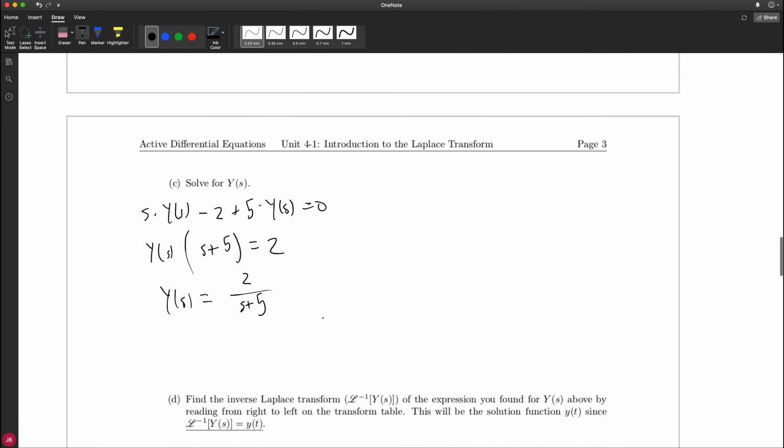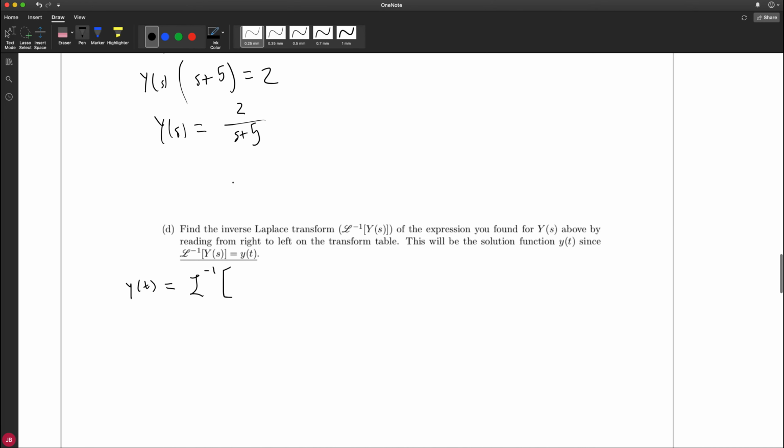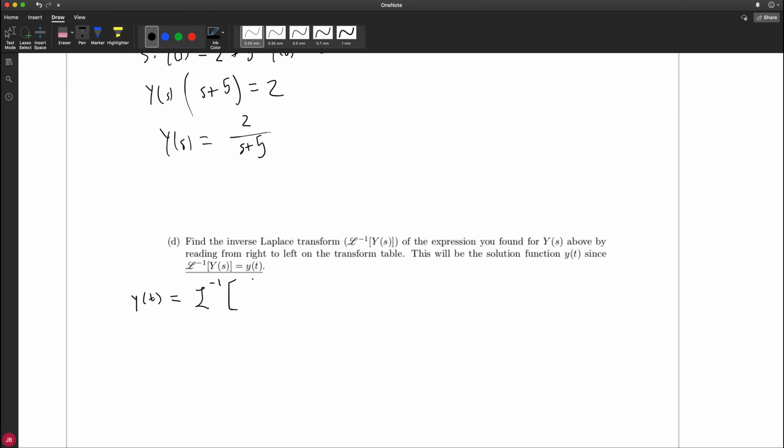And in the very next part here, we solve for y of t by taking the inverse Laplace transform that I told you earlier about. So y of t is the inverse, whatever that means, the inverse Laplace of this expression right here, 2 over s plus 5.